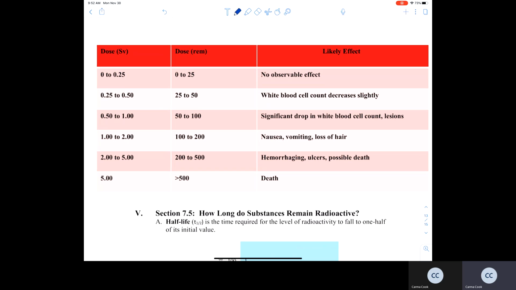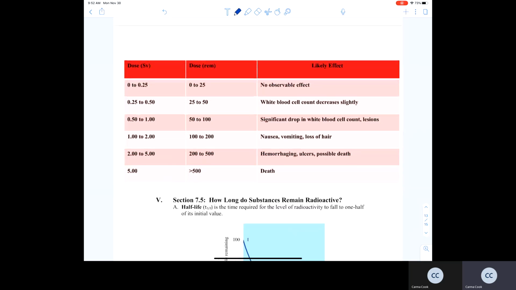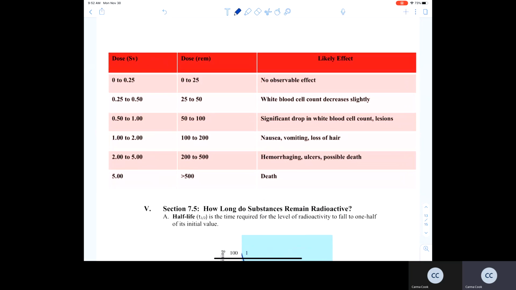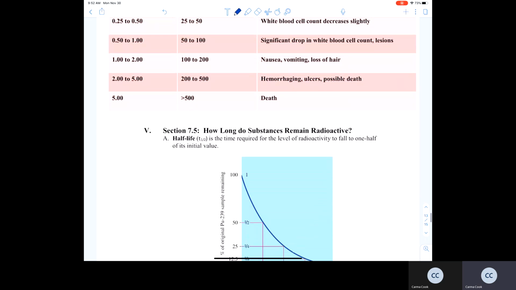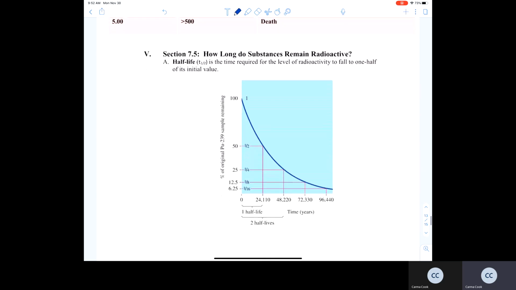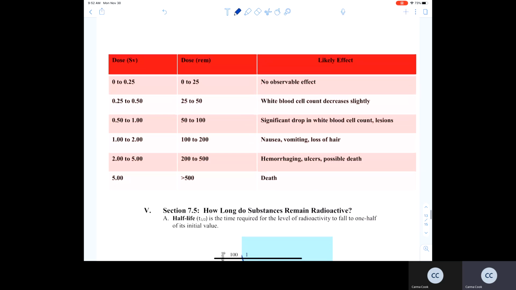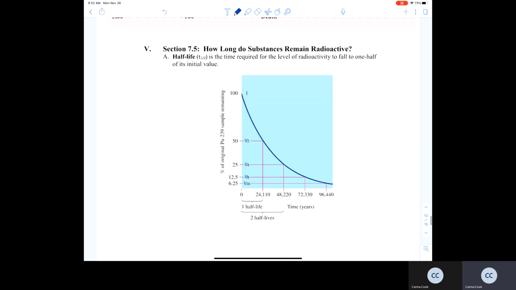And so that's why lots of medical professionals and scientists that work with radiation or in a radioactive lab on a daily basis have to wear one of those counters that will count the amount of radiation that their body is absorbing, and to make sure that they're staying within this 0 to 25 REM range on a day-to-day basis.